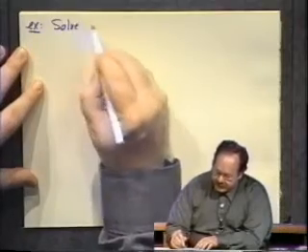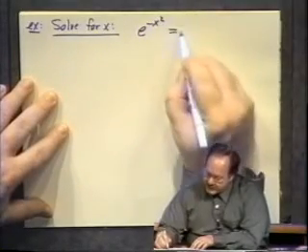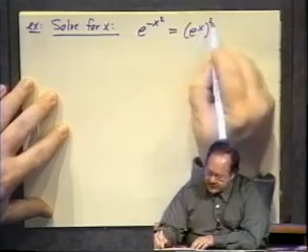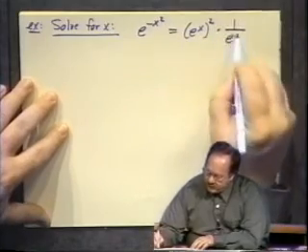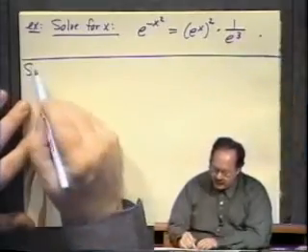Here's the second of my 5 examples. Solve for x. e to the minus x squared power equals e to the x quantity squared times 1 over e cubed. And I wish to solve for x here.